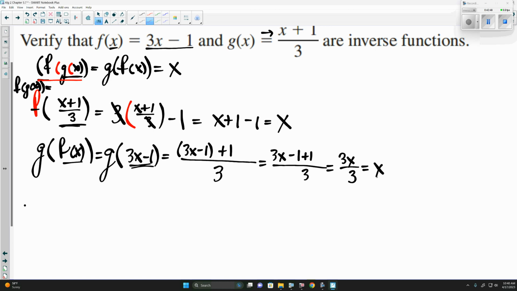So these two are inverses because our f of g of x was equal to x. Our g of f of x was equal to x. And since they both gave us x, they are indeed inverses. Any questions over this here?